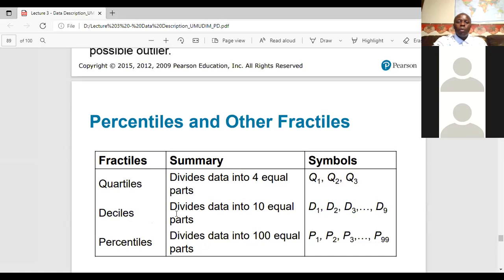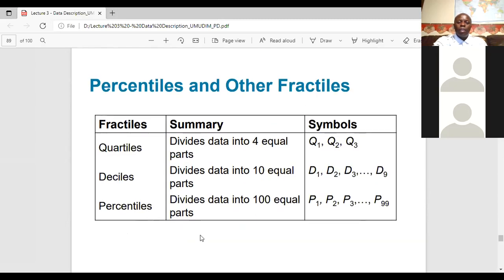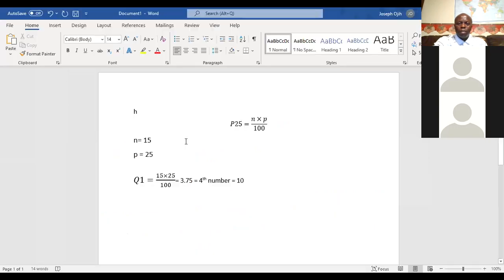Now, why we're not going to do decile is because once you have this formula that I showed you, if you are looking for the decile, dividing the data set into 10 equal parts, D1 will be 10, D2 will be 20, D3 will be 30. So if you want any of them, just change P. Let's say you want D2, you change this P to 20 and plug it in. So once you have this formula, you can use it for decile, percentile, any of them.